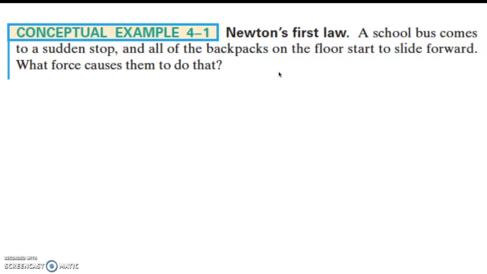But the force is not making them go forward. Okay, the force will stop them, whichever that is. But what makes them go forward is inertia, and inertia is not a force. Okay, inertia is just something that happens with matter.